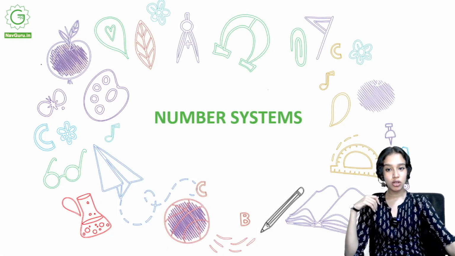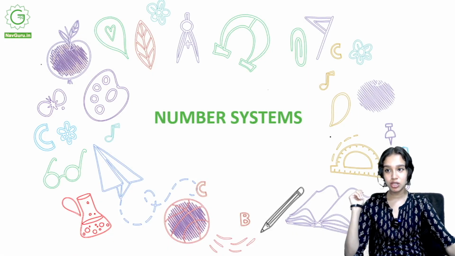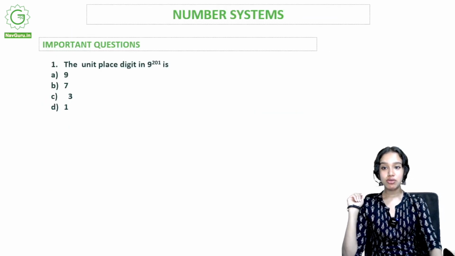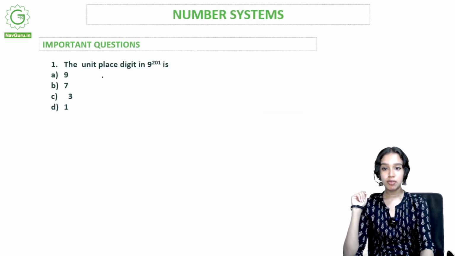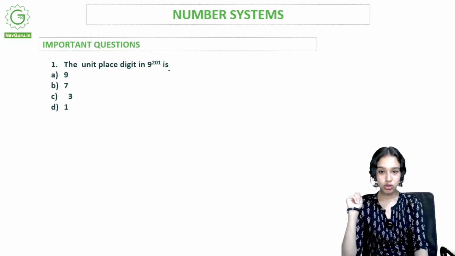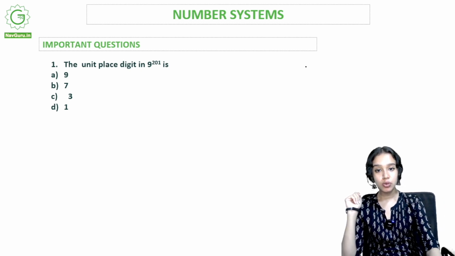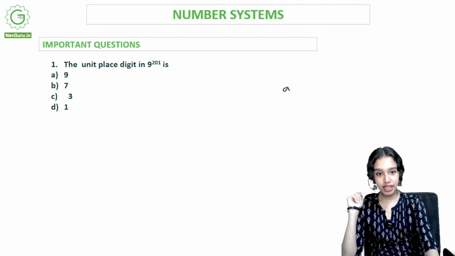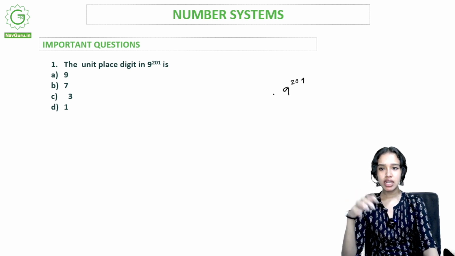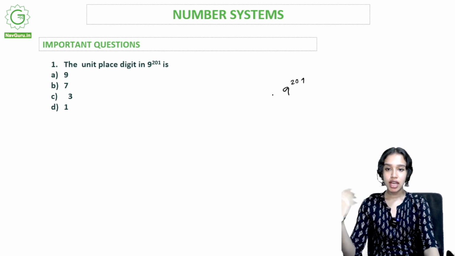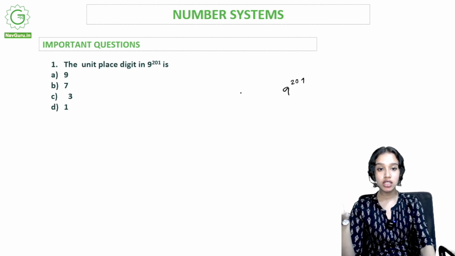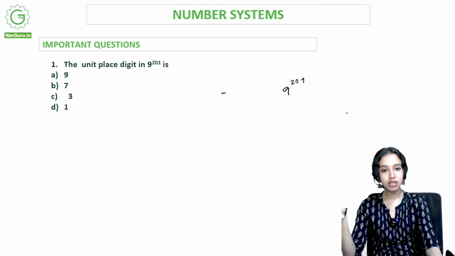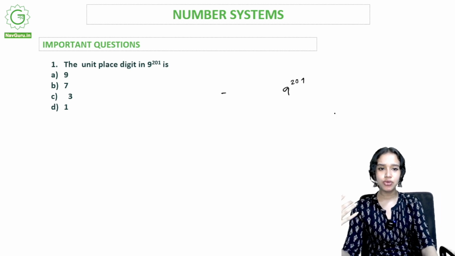Let's get into solving some of the questions from the topic number systems. So let's go into the first question. The unit place digit in 9 raised to 201. So we have 9 raised to 201. This seems like a very huge number, and we have to find what is in the unit place of that number. So is there any way to find it?